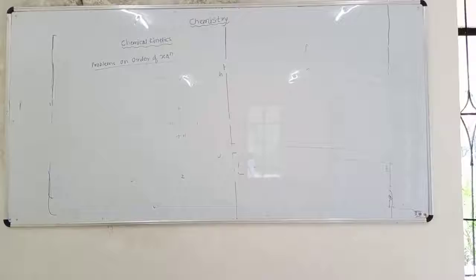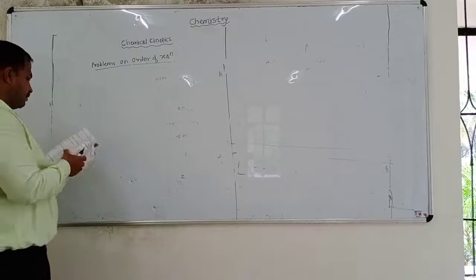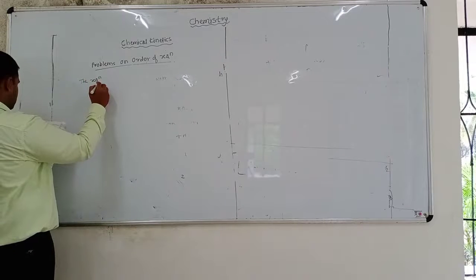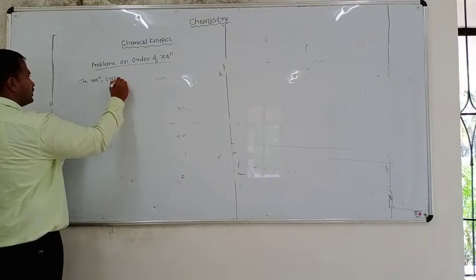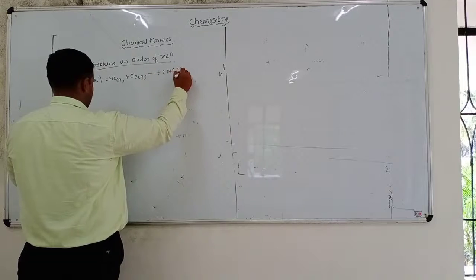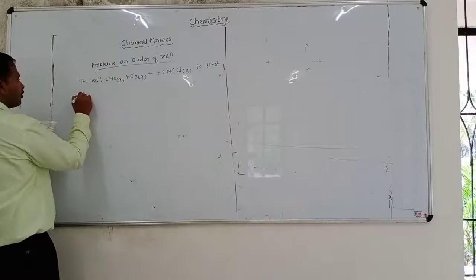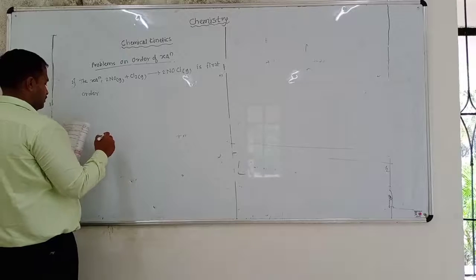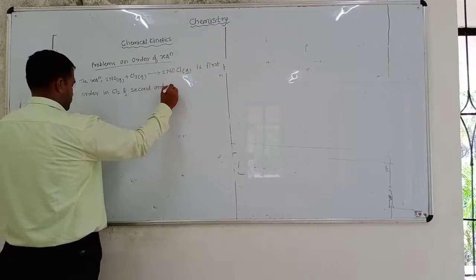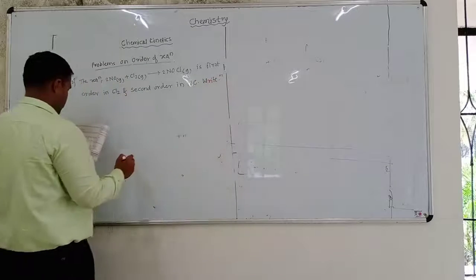Say next problem. The reaction NO gaseous plus Cl2 gaseous to get twice NOCl is first order in Cl2 and second order in NO. Write the rate law for the reaction.